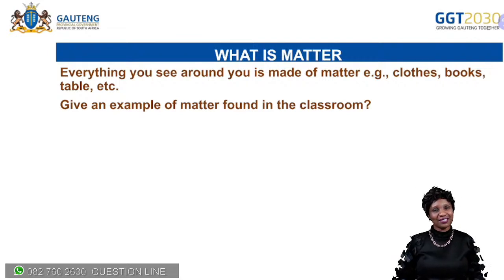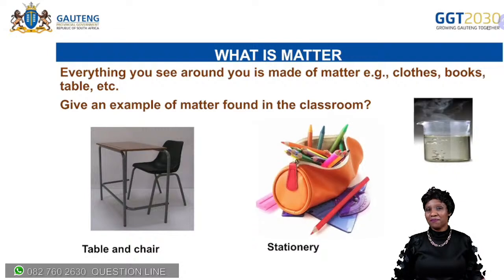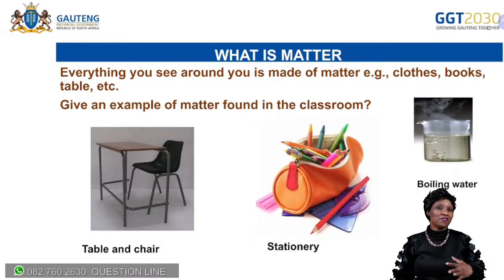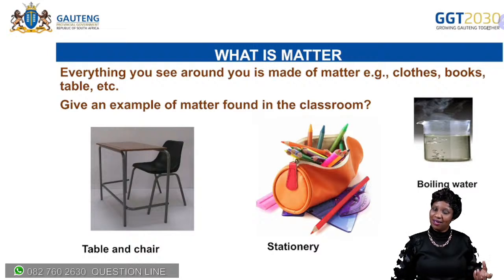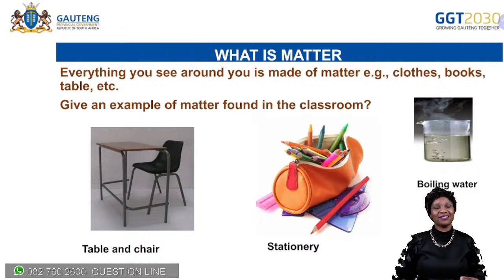Can you give us examples of matter that you see in your classroom? Talk to your friends. Good. We've got tables and chairs. We've got the pencil case, or we've got different stationery. We also have even water. Water in a beaker is a what? Is matter. All right, because we've said matter is anything that occupies space and has a mass. Okay.